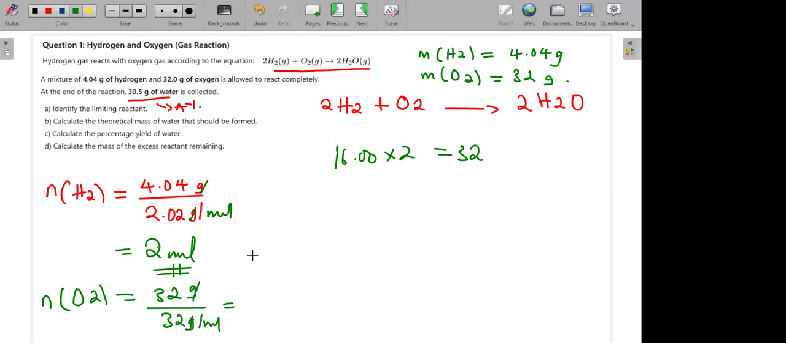32 divided by 32, that will simply be 1 mole. Okay, so don't conclude just yet when you look at the number of moles to say these are the ones that have the lowest, so oxygen is the limiting reactant. No, you have to compare them now with the ratio from the equation. So the equation here, you can see this equation here.